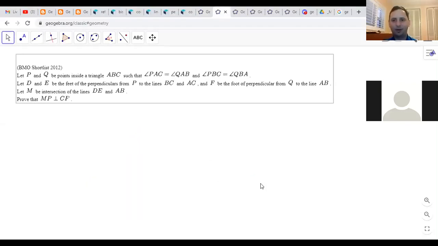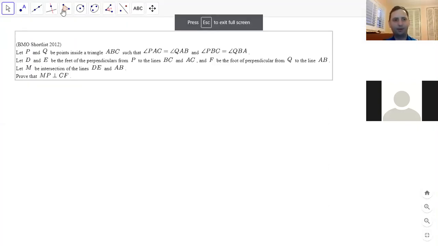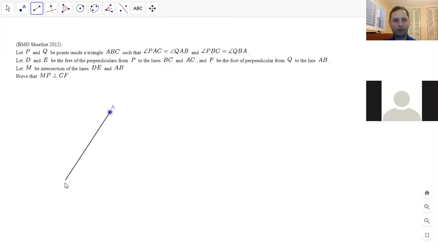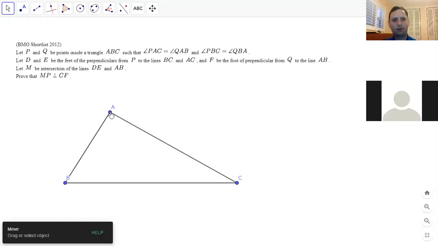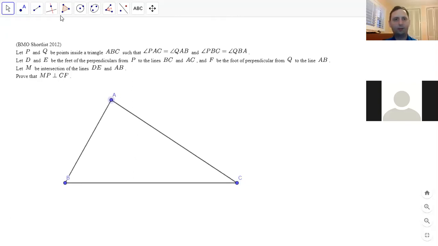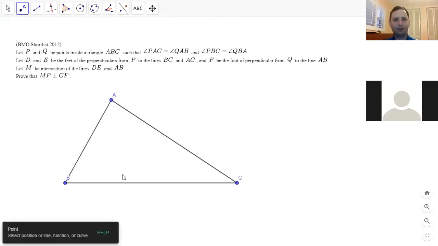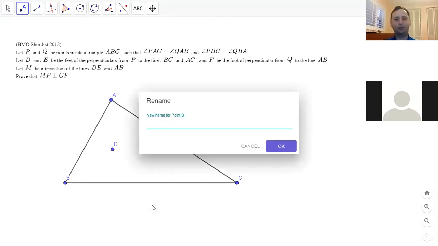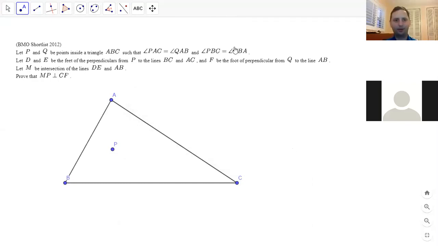So here's a problem involving isogonal conjugates, or it looks like it. I haven't gotten too deep into it yet, but we have a triangle ABC, and P and Q, and I think the condition means they're isogonal conjugates. I've got to learn more about isogonal conjugates. I just haven't had much time lately, but the only thing I really know is that they have the same pedal circle.